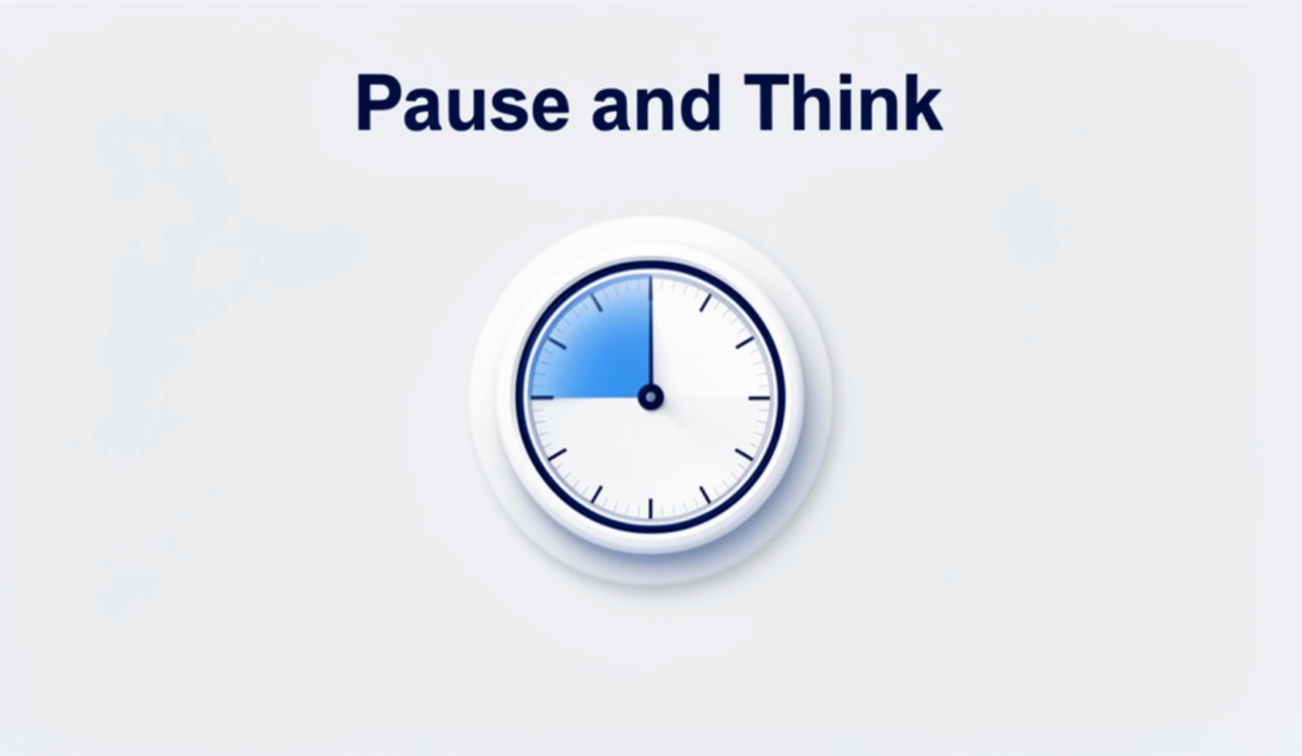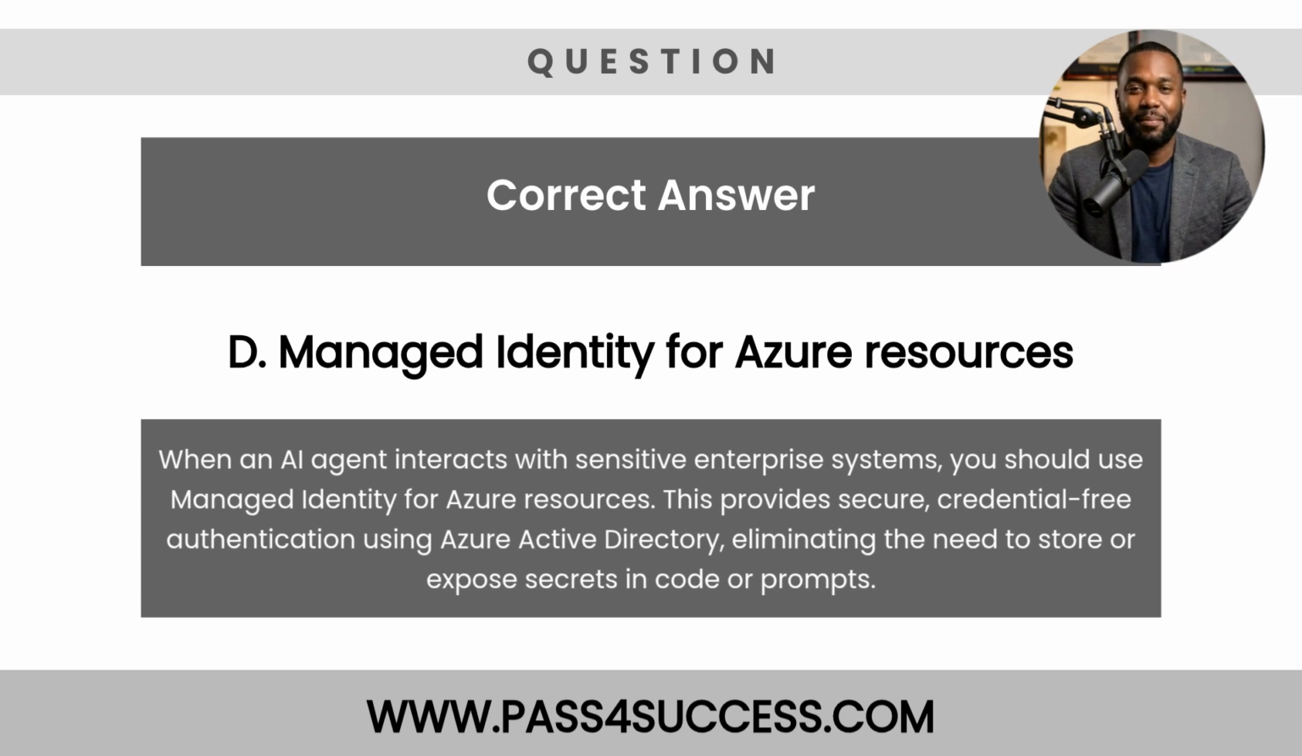Think about it. Correct answer, D. Managed identity for Azure resources. When an AI agent interacts with sensitive enterprise systems, you should use managed identity for Azure resources. This provides secure, credential-free authentication using Azure Active Directory, eliminating the need to store or expose secrets in code or prompts.